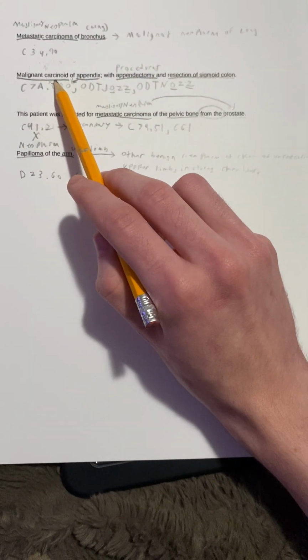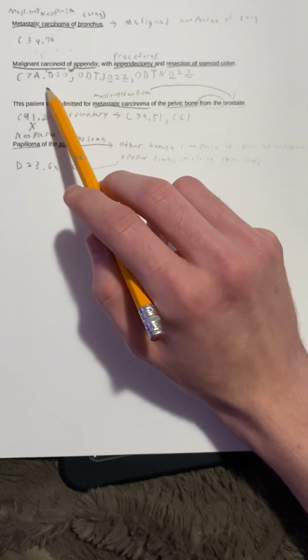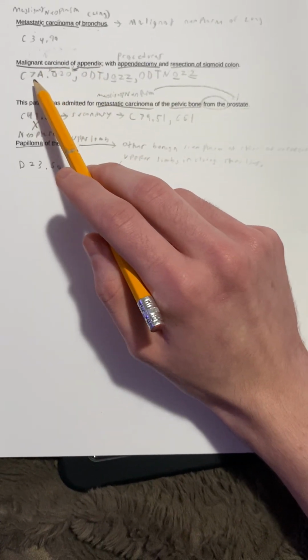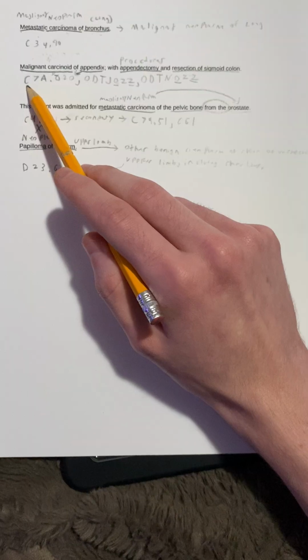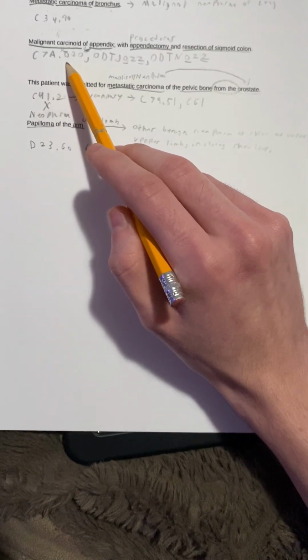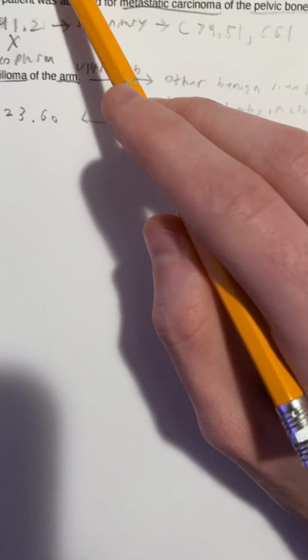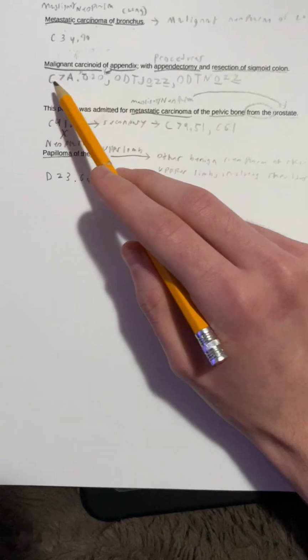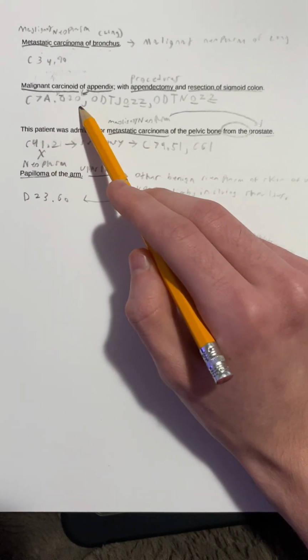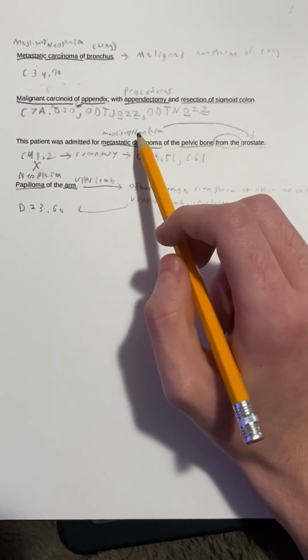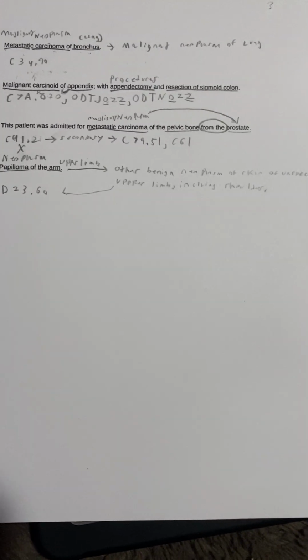Malignant carcinoid of the appendix, which by this point we got to C7A.020. Then we have, let me make sure those are the correct procedural codes that I got.